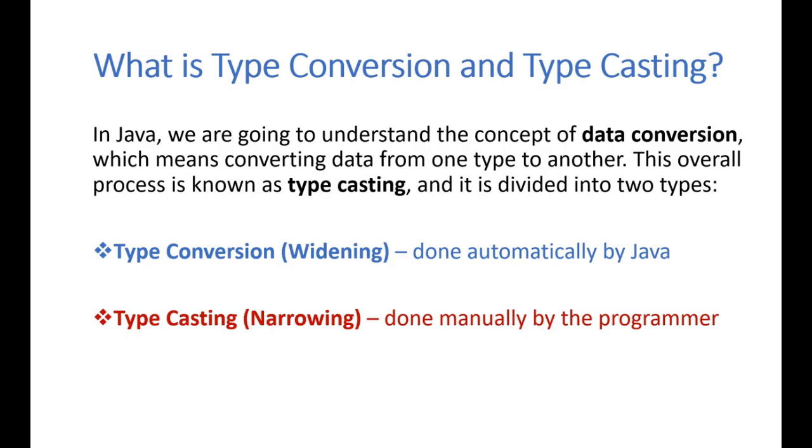The conversion of data from one type to another is known as data conversion, which is divided into two parts. One is type conversion, which is done automatically by Java, and the other is typecasting, which is done by the programmer. So what is done automatically by Java? Let us look into that. That is type conversion.